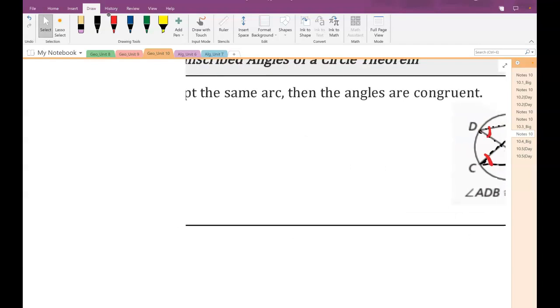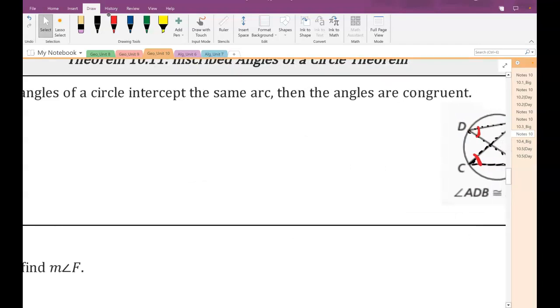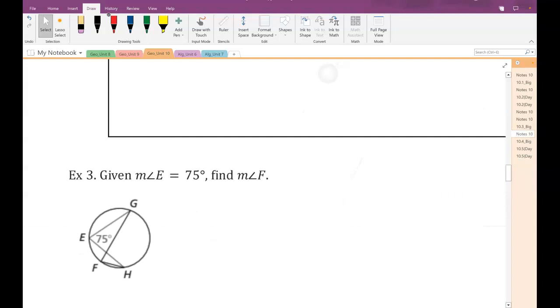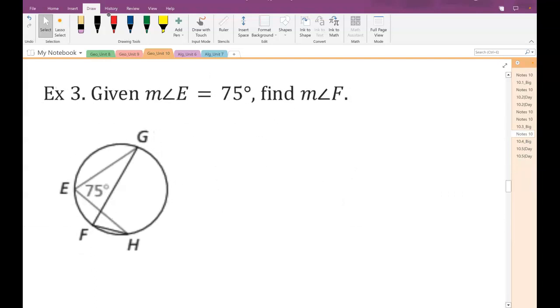So the next problem is almost too easy. It says, given angle E is 75 degrees, find the measurement of angle F. Well, it still kind of has that hourglass type shape. It's really distorted though, but if we look, angle E intercepts GH, and angle F intercepts GH as well. So these two angles are going to be congruent to each other. We know this is 75. We know angle F has to be 75 as well.